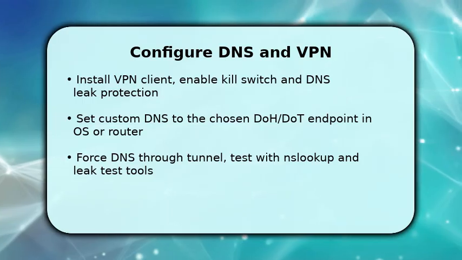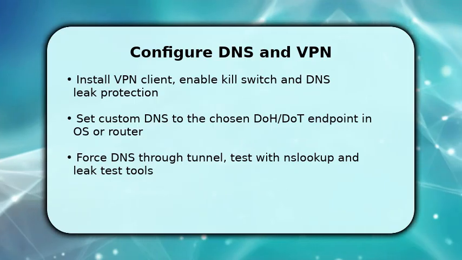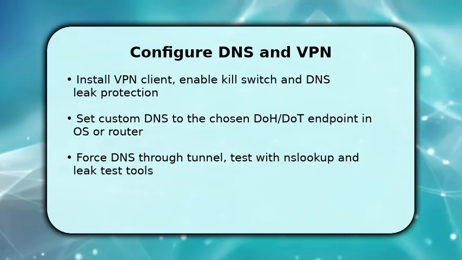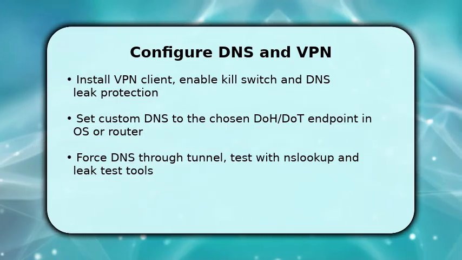Once set, force DNS resolution through the VPN and validate with NSLOOKUP and an online leak test. If you spot inconsistent results, recheck routing rules and client DNS override priority.